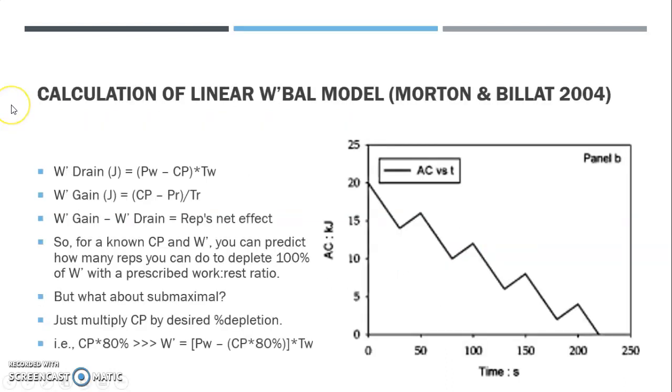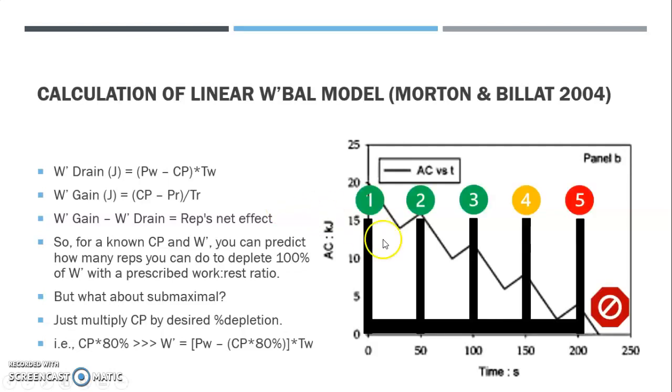So what would that look like? Basically, the drain would be equal to the power of the work minus critical power times the time of the work, and then the gain would be critical power minus the power of the rest times the time of the rest. And so your net effect is going to be gain minus drain, right? And that would give us an idea of how long it's going to take for this person to fatigue. And this is going to tell you 100% how to do that.